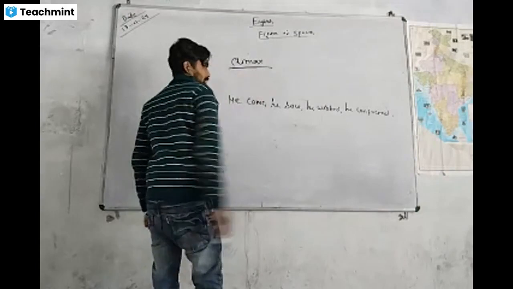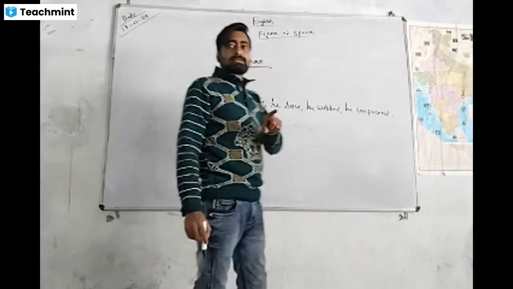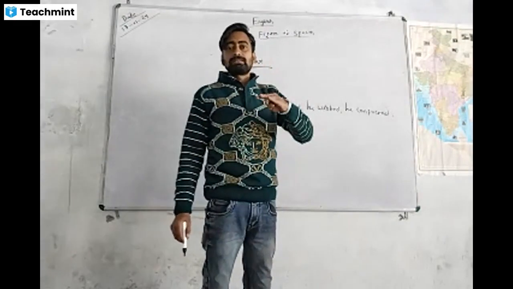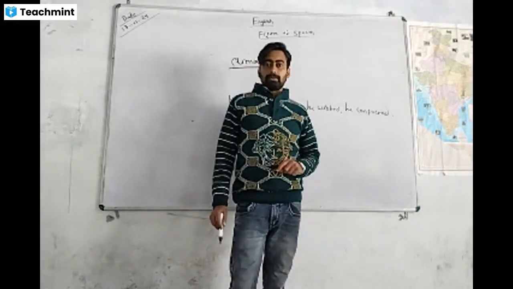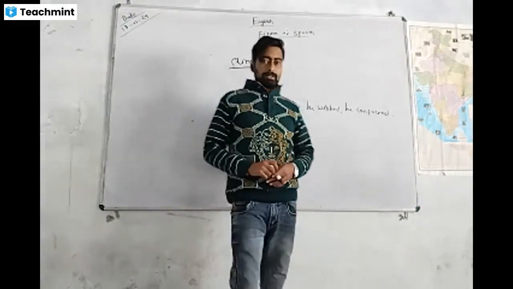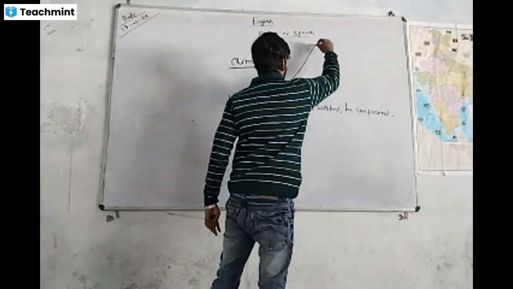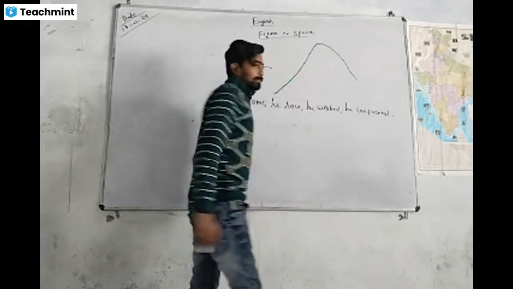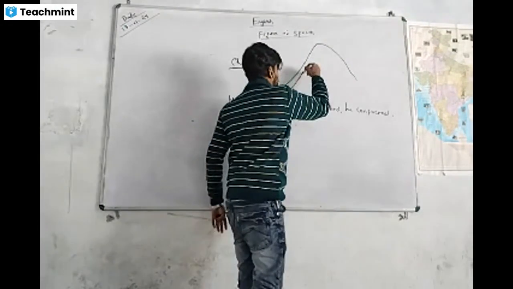So what is climax? In simple words, it's called a ladder. Suppose when you are going from the ground floor to the first floor, that time you have to take the ladder. What is a ladder? A ladder is one step after another. Means in that way. Is it clear? Suppose if I draw a line, it is called ascending.